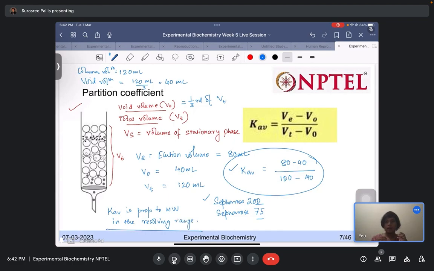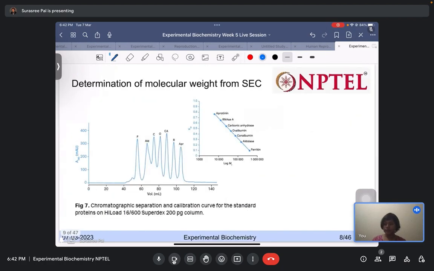So actually in this range, where the column can resolve proteins between two proteins, this partition coefficient will be proportional to the molecular weight of the protein. Now why is this information necessary? Because while we are running size exclusion chromatography, we can also determine the molecular weight of unknown proteins by using size exclusion chromatography. How do we do that?